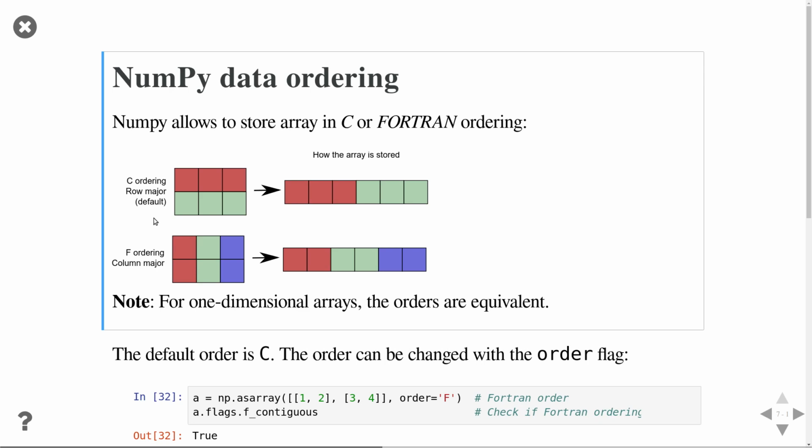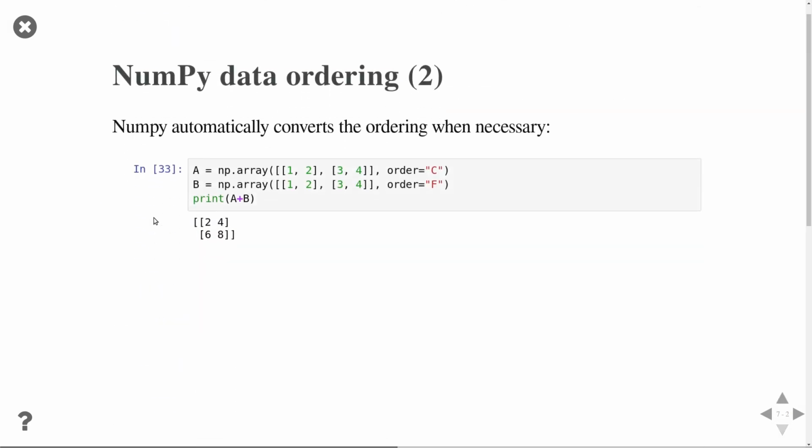So in Numpy, the default order is C. But you can change it by adding this order attribute. So if you explicitly want to have this column ordering, you can say order equals F. And then it will be stored in such a way.